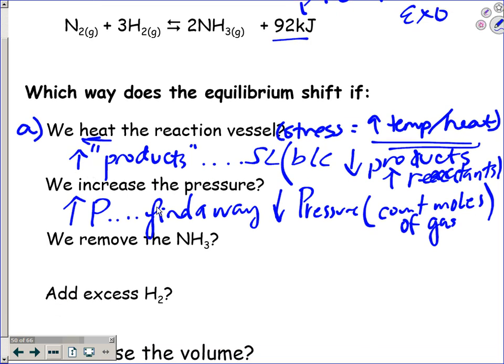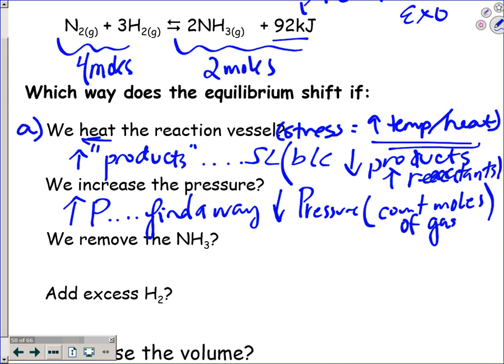Okay, so I need to count moles of gas. How many moles are on the reactant side? 4 moles of gas. And this side, 2 moles of gas. Once I've counted moles, I need to figure out which way will alleviate pressure. Shift to the right, because I have 2 moles of gas versus 4 moles of gas. 4 moles of gas will explode the container because it's so much pressure. 2 moles would have alleviated the pressure we caused. So the first one is a shift left, the second one is a shift right.